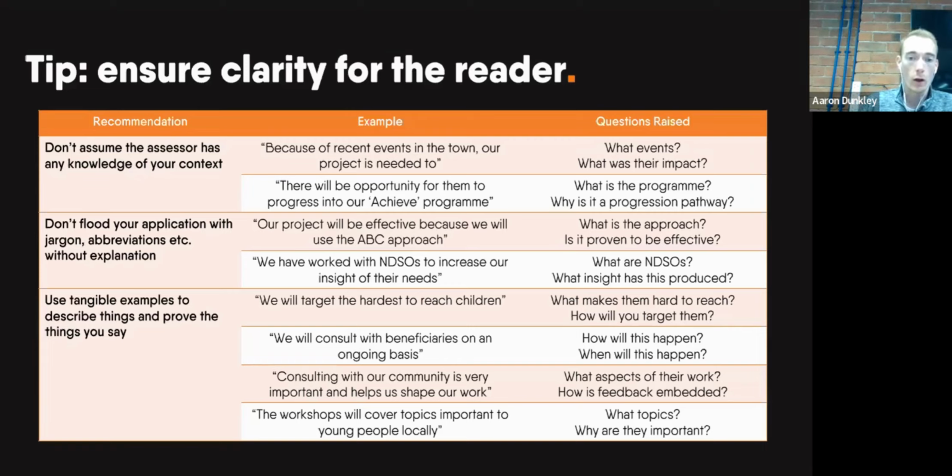So the phrase "we will target the hardest to reach children," for instance, is fine in itself, but what really makes that statement powerful is your understanding of what makes them hard to reach. A lot of funders don't like the phrase "hard to reach" because actually people might not be hard to reach. It's just that organizations lack the ability to reach them. So what are the challenges creating that setup for those beneficiaries, and how specifically will you target them? That's what a funder wants to hear, not just that you will target them, but how you're going to do that.